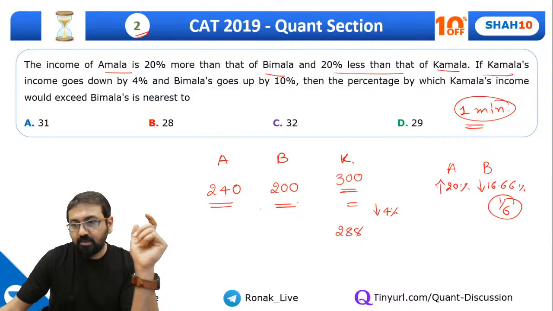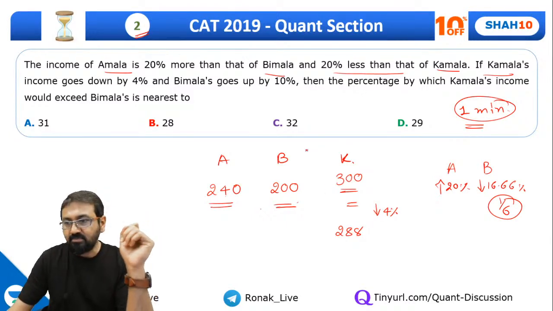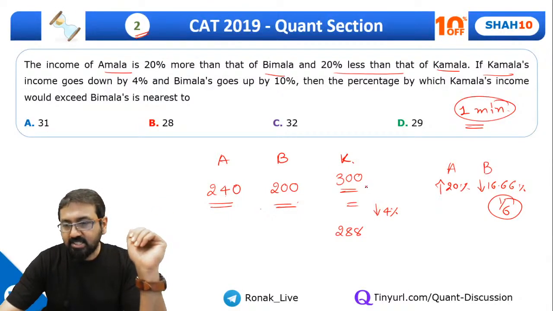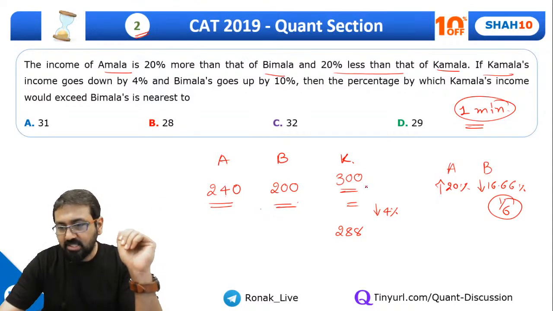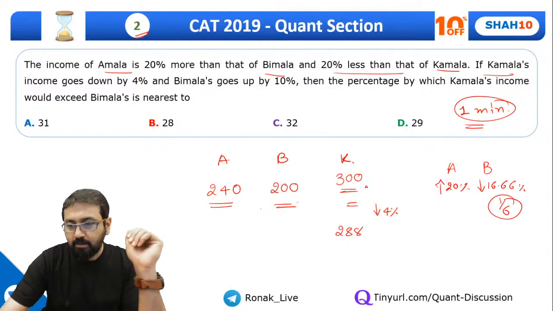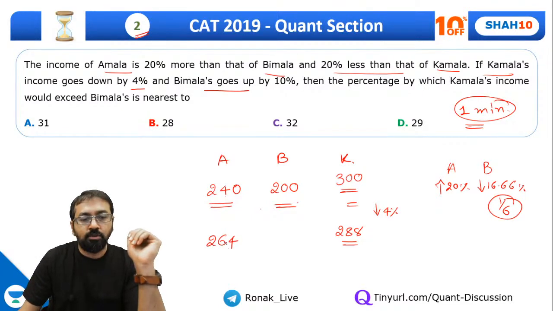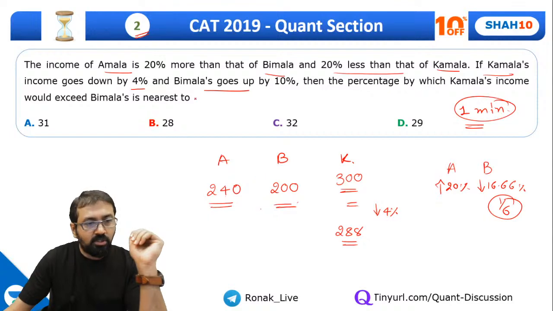Yeah, hi Jagu. Let me just solve that and I'll tell you the answer. The answer for this question is 31, correct. So this will become 288 if Kamla's income goes down by 4% and Bimla's income goes up by 10%. If I increase this by 10%, so what will be the value? Sorry, we are talking about Bimla's income going up by 10%. So this will become 220.